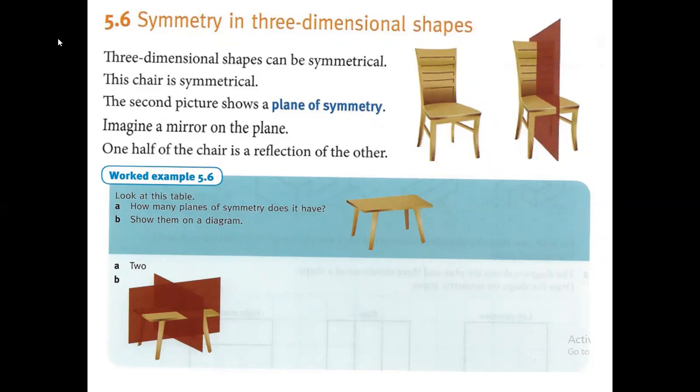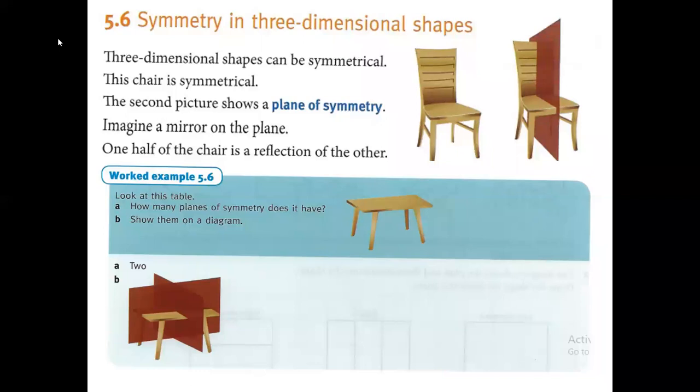In grade 8, we have seen symmetry in two-dimensional shapes. Square, rhombus, trapezium, parallelogram, all two-dimensional shapes. We have seen line of symmetry, a line which divides the figure into two identical parts. That is called symmetrical line.